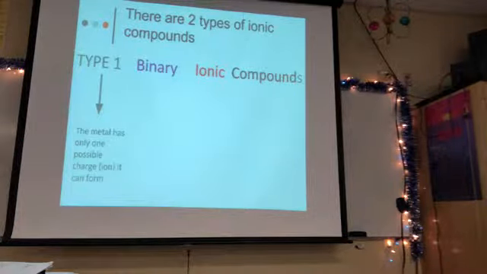Okay? So if you look over here, calcium, if you look on your periodic table, has a +2 charge. That's only one possible charge. So this is a type 1 metal. Silver only has one possible charge, +1. Type 1 metal. Zinc has only one possible charge. It's a type 1 metal. If it has more than one possible charge, it's a type 2.